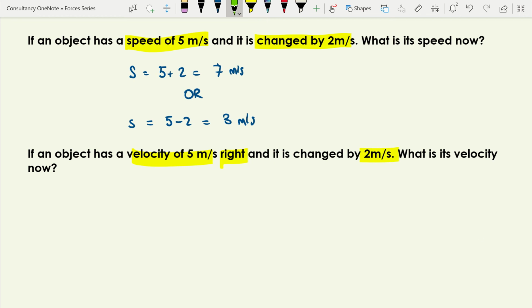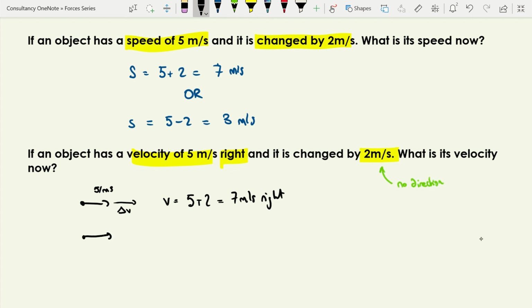Now the key thing to spot here is that this has not been given a direction. So what this could look like: let's say we have an object going at 5 meters per second that way, and we add on to that our change in velocity that way. So our velocity is going to be 5 plus 2, which is 7 meters per second right. We could also have the object going that way, but the change is going that way. So the velocity is 5 minus 2, giving us 3 meters per second, again, right.